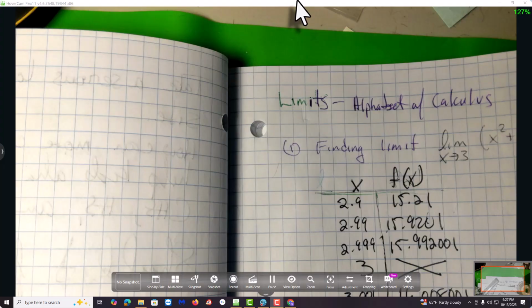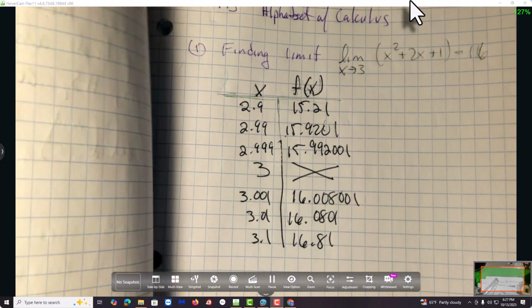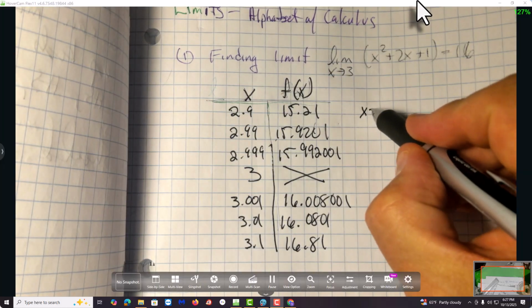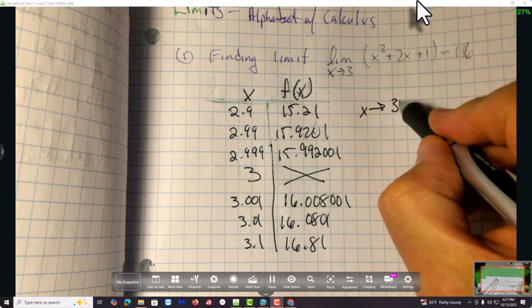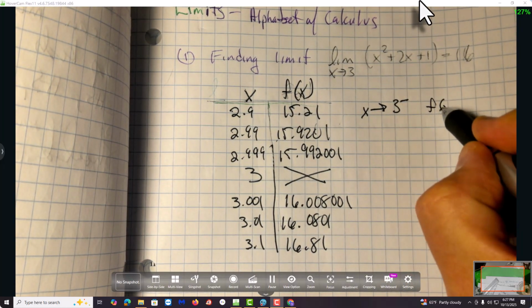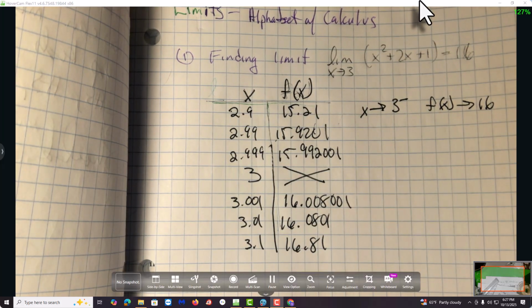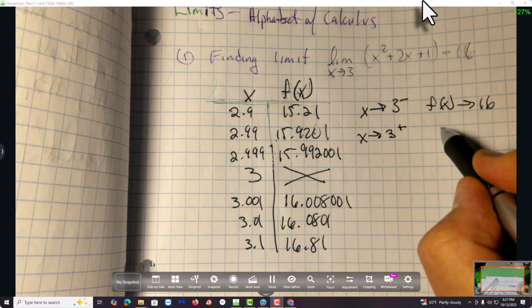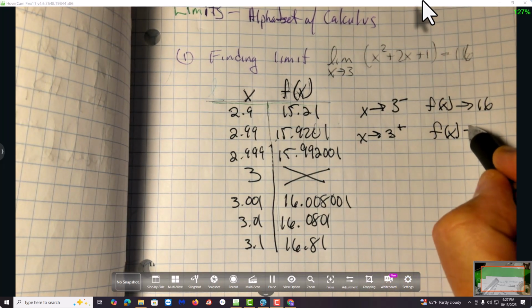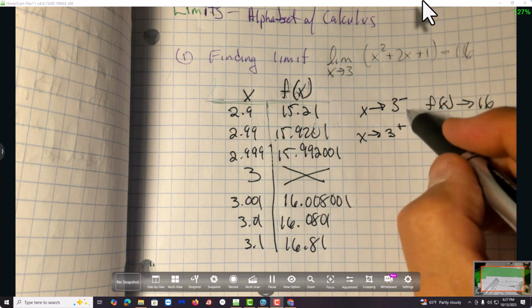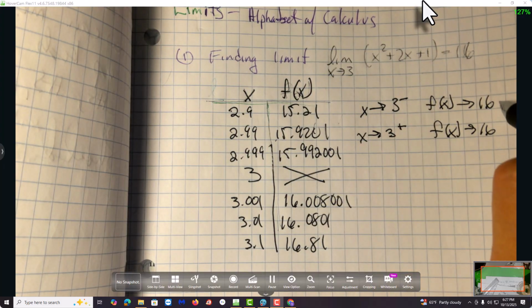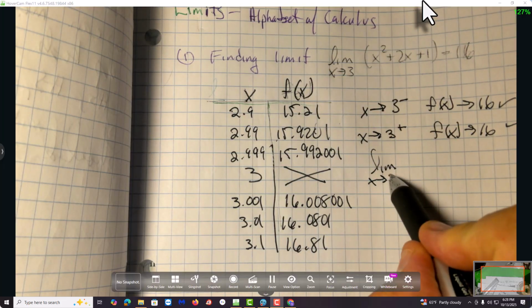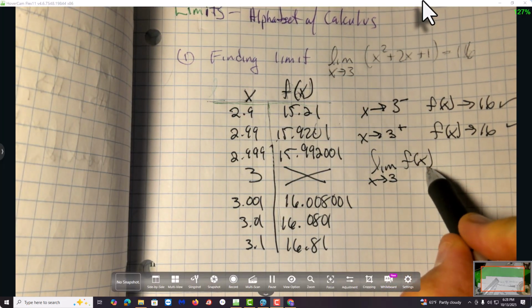Okay, so now you can see I've made this table. Now look, in shorthand, as x is going to 3 from below, my y values are going to 16. That's a one-sided limit. As x is going to 3 from the right, my y values are going to 16. As the two one-sided limits not only exist but are the same, we can numerically say the limit as x goes to 3 of f of x is 16.